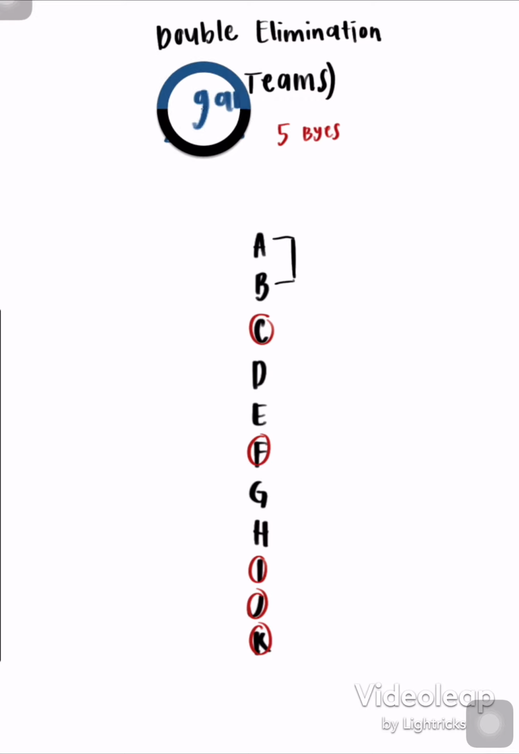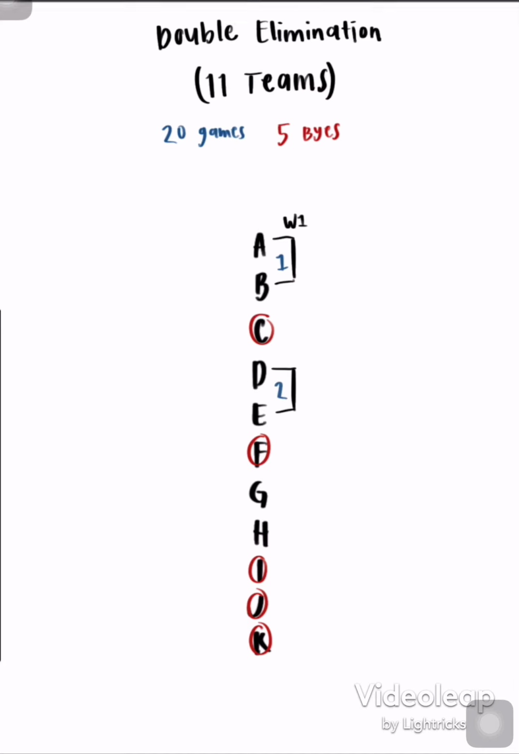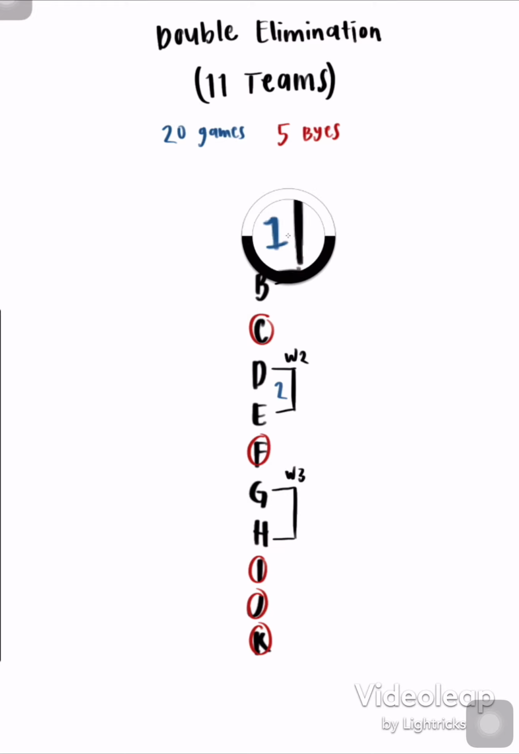We can label here game 1. And obviously there's going to be a winner, so we can also put here winner 1. Then next is D and E, which is our second game. And then again, there's going to be a winner, so winner 2. Then next is G and H. There's going to be a winner, number 3 over there, and then label this as game 3.